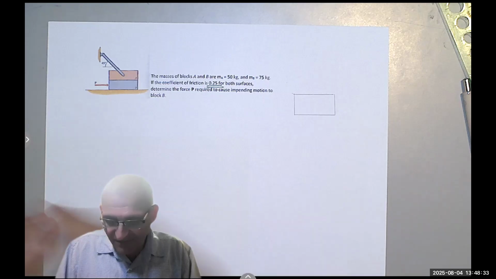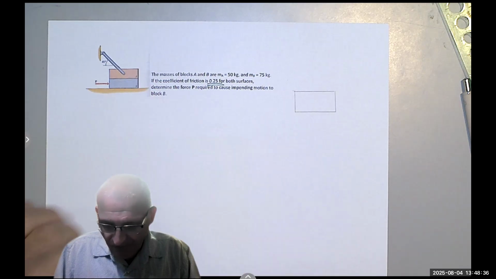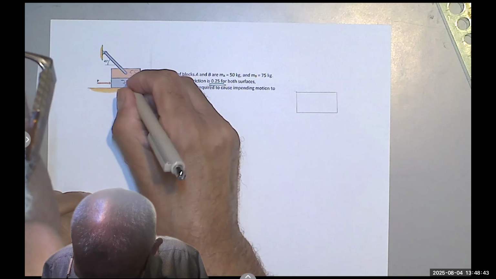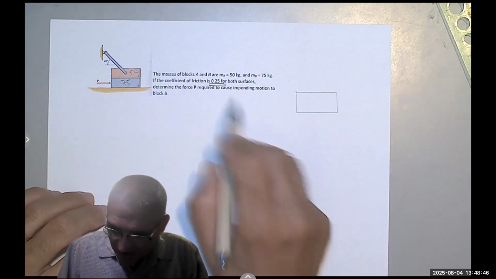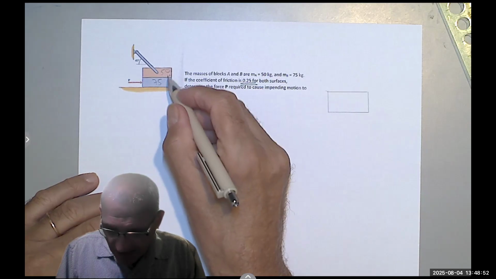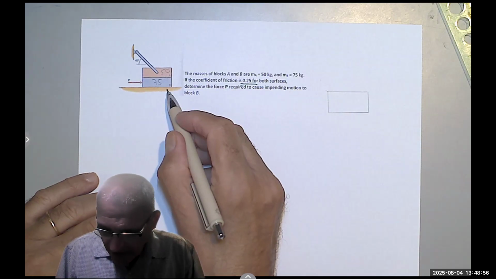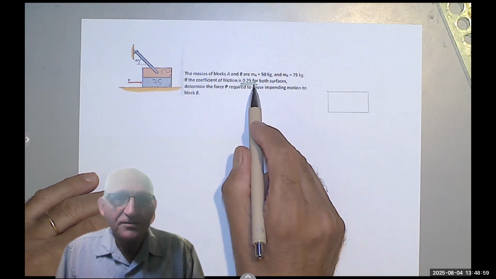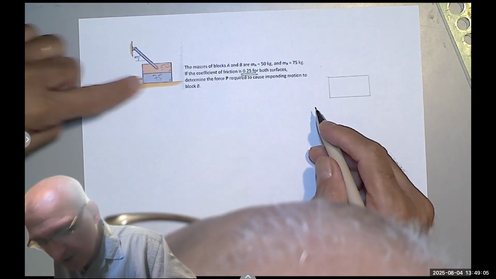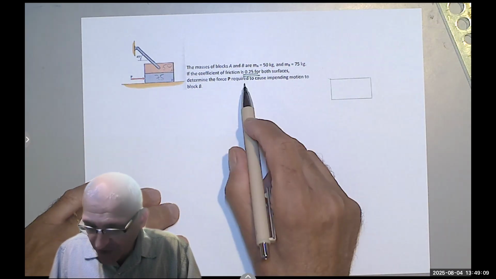I prepared an example. I was going to draw the free body diagram, and then I said, wait a second, I have to talk about it first. So I drew anyway. So here we have two blocks of mass 50 kilogram for this guy and 75 kilogram for that guy. They also tell you that the coefficient of static friction between A and B, as well as between B and the floor, is 0.25, a quarter. We want to determine P, how much force you should push B such that you get impending motion.